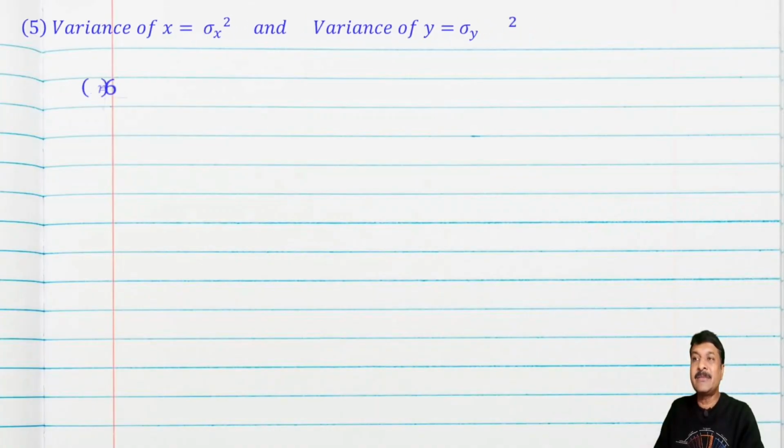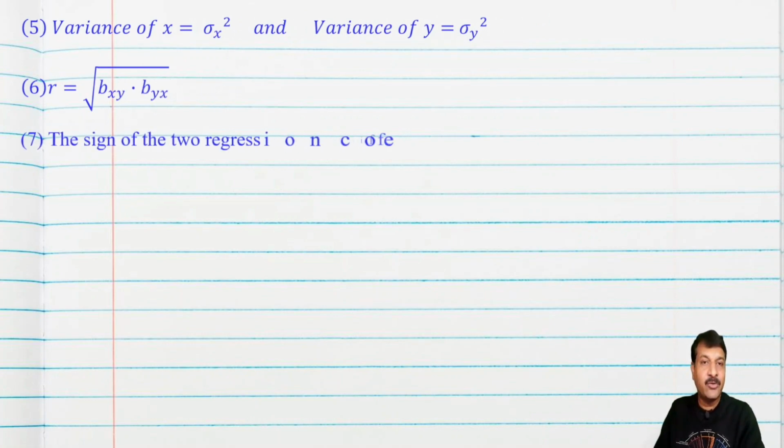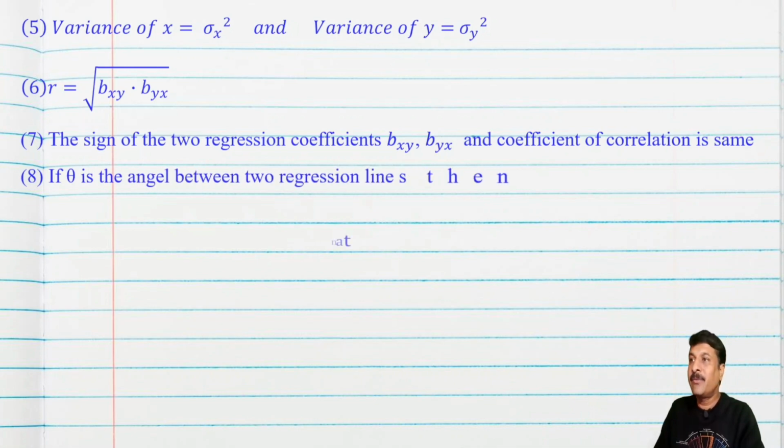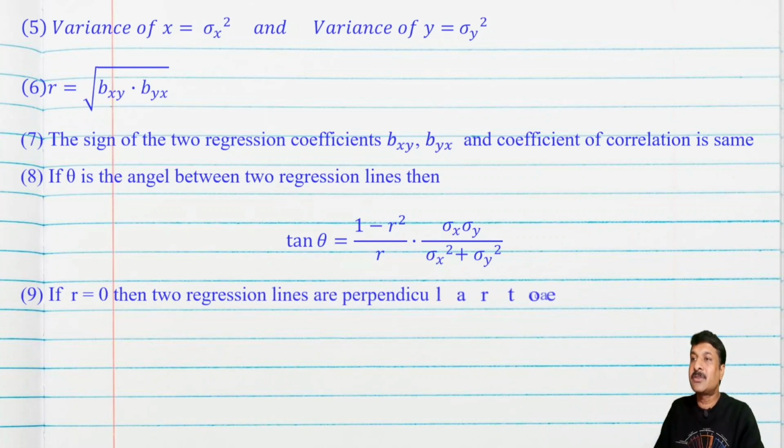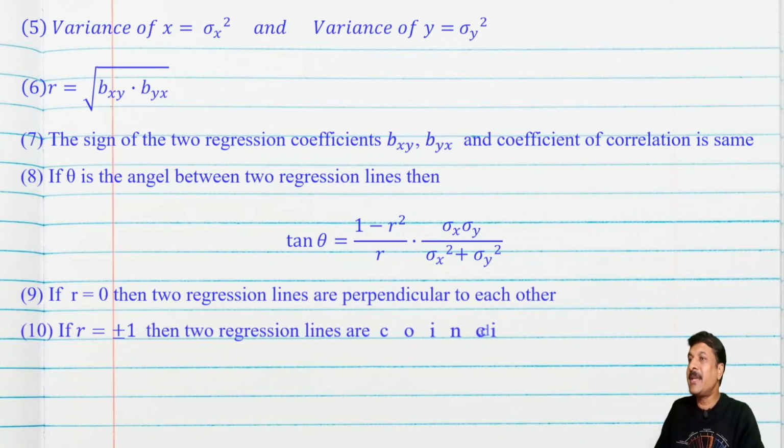Also, variance of x means what? Sigma x whole square. The square of the standard deviation is the variance. So variance of x is the square of the standard deviation with respect to x, equal to sigma x whole square, and variance of y equal to sigma y whole square. Also you remember r equal to under root of b of xy into b of yx. The signs of the two regression coefficients bxy and byx and the coefficient of correlation are the same.